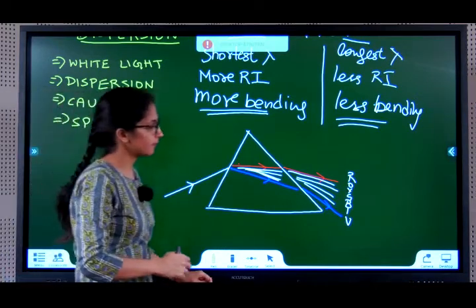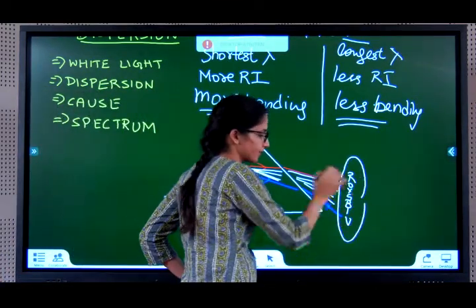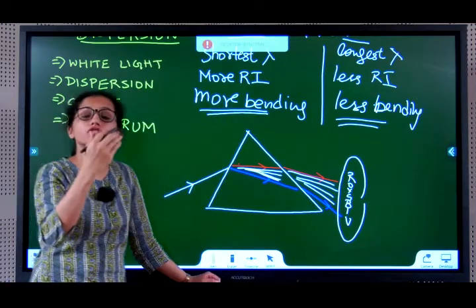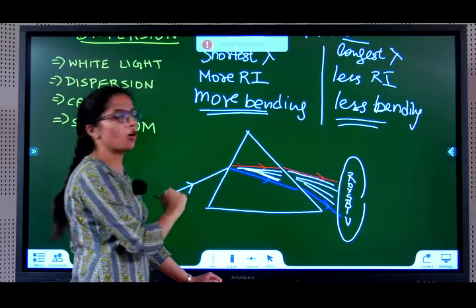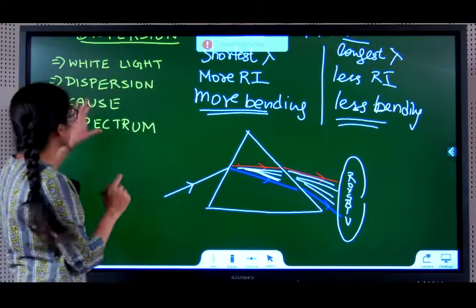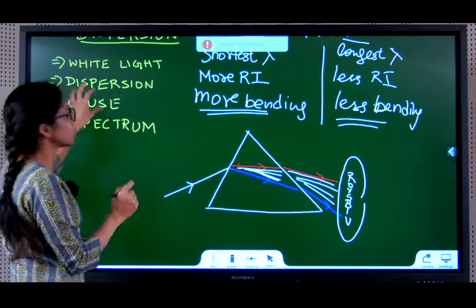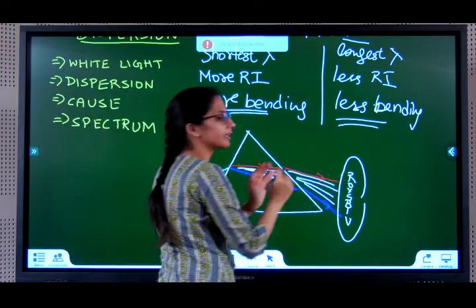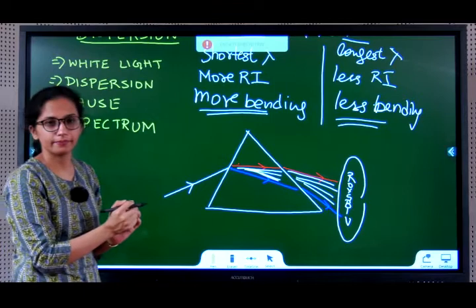Spectrum. What is spectrum? This band of 7 colors that make the white light, that constitute the white light, is called spectrum. Don't get confused between spectrum and dispersion. Dispersion is the phenomenon of it splitting. These 7 colors together is called spectrum.